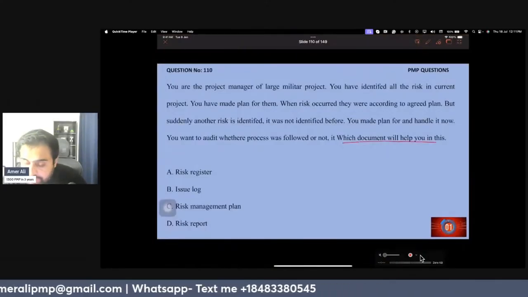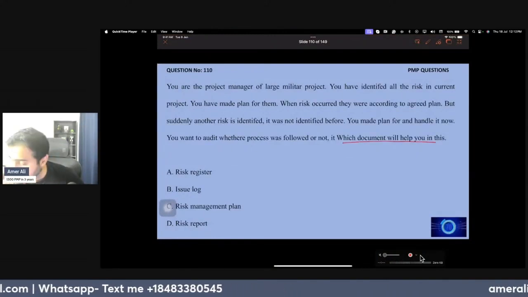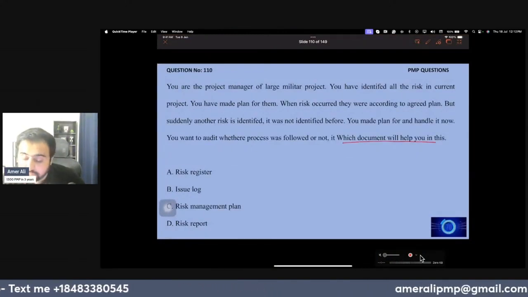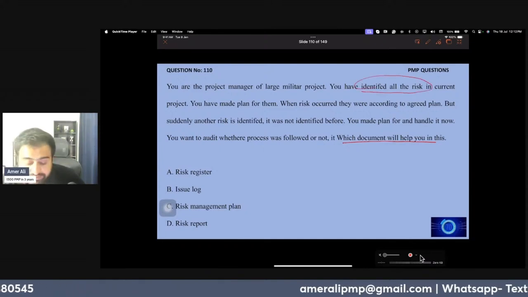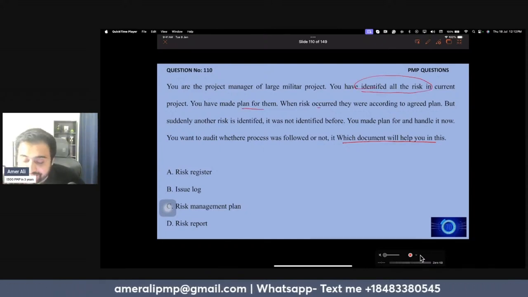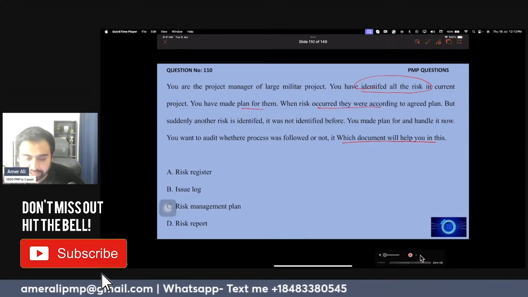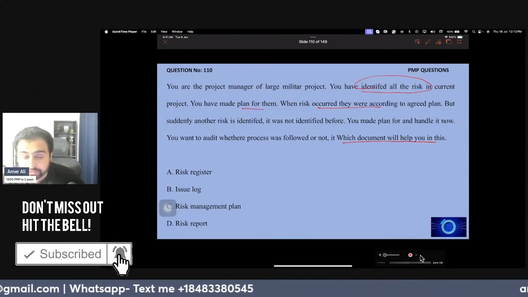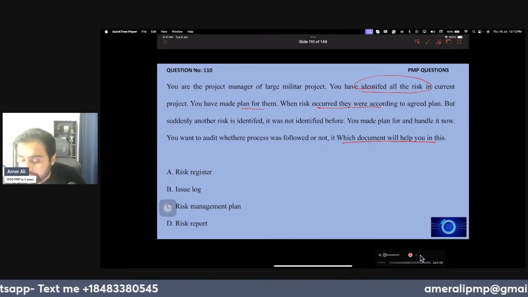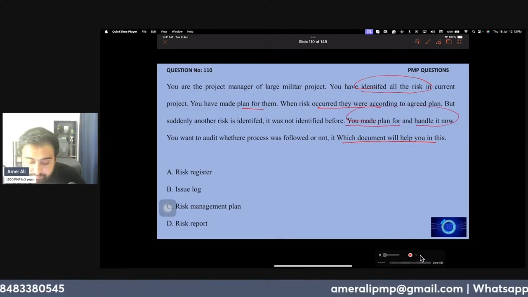Which document will help you in this? You are the project manager, you identified all risks in the current project and you plan for them. When risks occurred, they were according to the plan. Another risk was identified that was not identified earlier. You made a plan for it and handled it now.